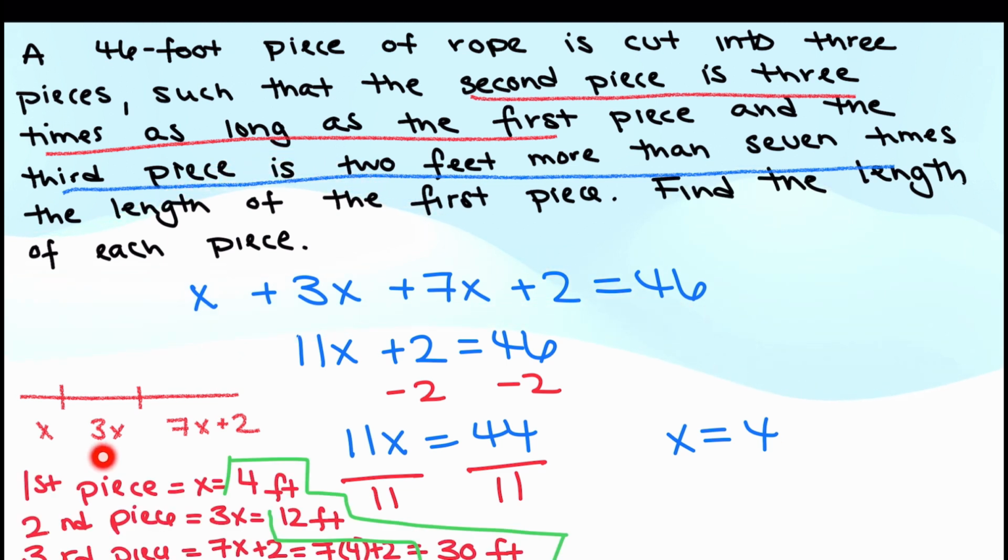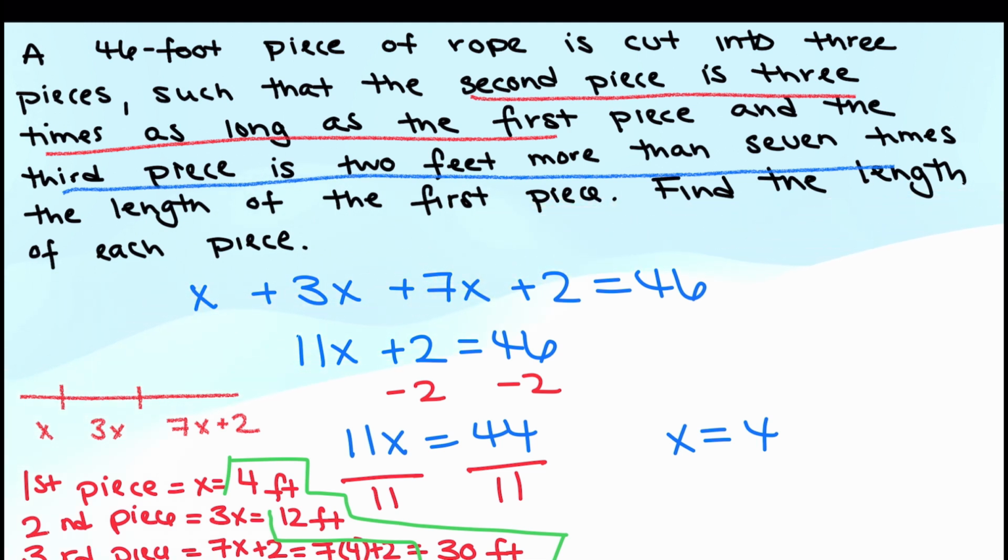The second piece is 3 times x. So if I take 3 times 4, that gives me 12. So this middle piece is 12 feet. And then to get the third piece, it's 7x plus 2. But x is 4. So 7 times 4 plus 2, that's 28 plus 2, or 30 feet.